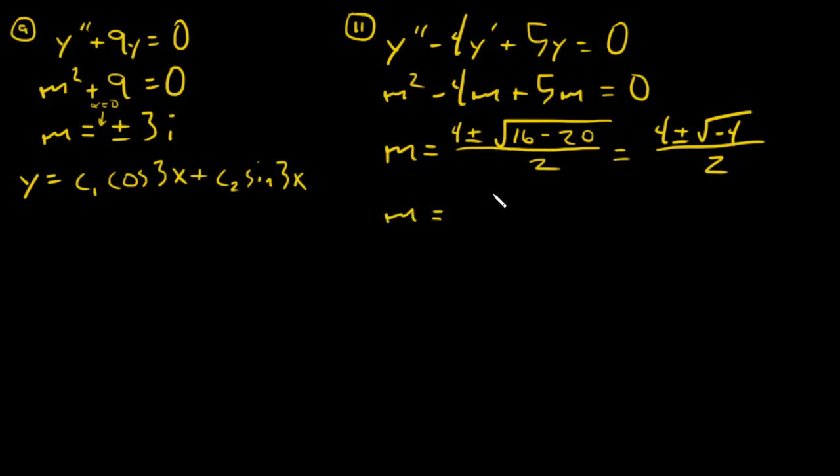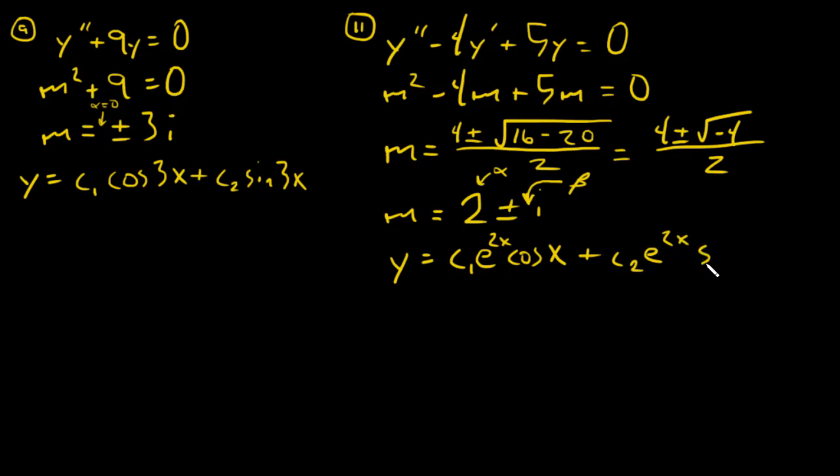So m is going to equal, this becomes 2i, divide everything by 2, 2 plus or minus i. Okay, so we've got our alpha there and our beta there. All right, so I'm going to get y is equal to c1 times e to the 2x cosine x, because there's a 1 right there, plus c2 e to the 2x times sine x. Alpha is here, beta is what's in front of your x. Alpha, beta. Not bad at all. So even the complex ones are not bad at all.